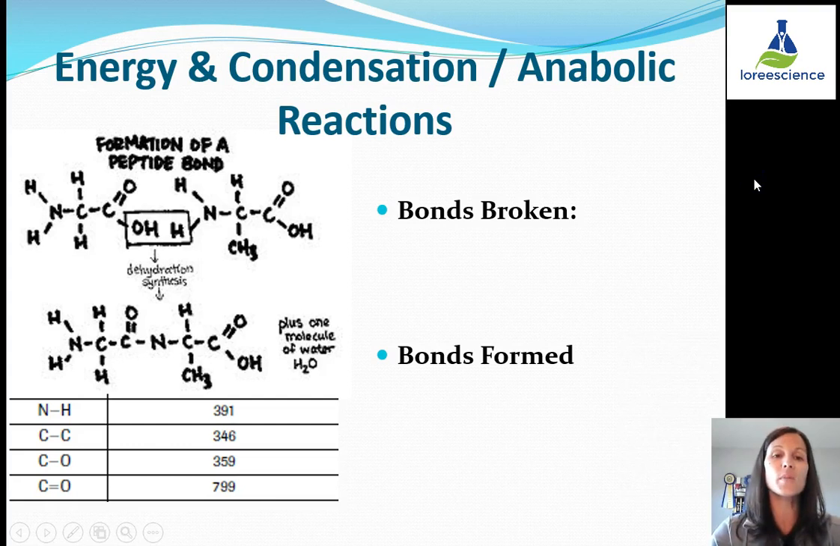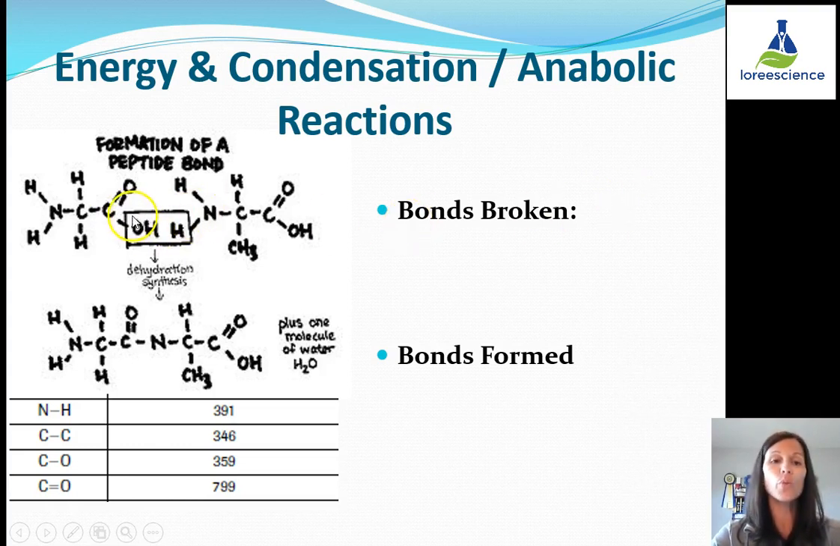So let's take a look at some specific examples of condensation or anabolic reactions. Now we've seen the creation of a peptide bond before between amino acids, so this should look familiar. So we know that it's a dehydration synthesis, so we need the hydroxyl from one amino acid and the hydrogen of another, breaking off, creating water, and the resulting elements bond together, creating a peptide bond.